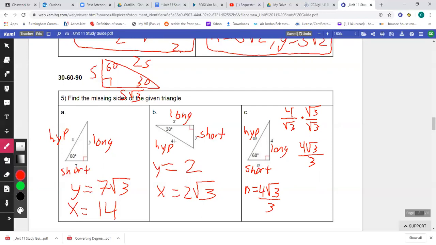And then remember, what's the relationship between the short side and the hypotenuse? You just double it. So M is 8√3 over 3, right? You double the 4 and you get 8.